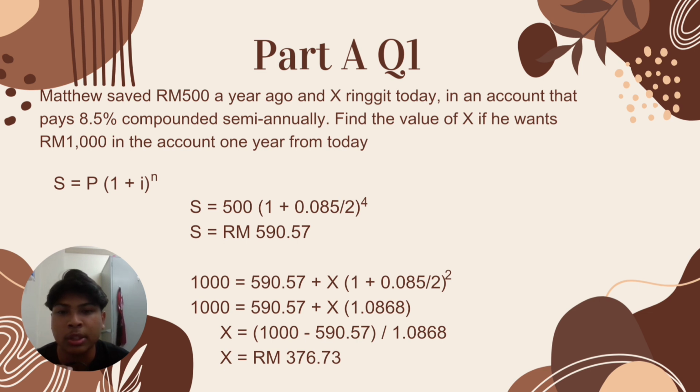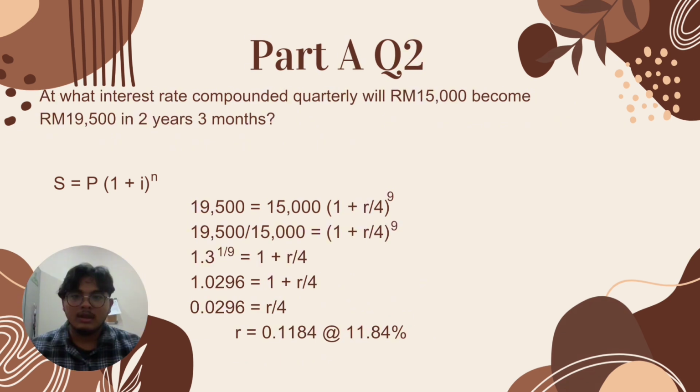For X, we need to add X to 590 ringgit 57 cents and use the same formula. So we get 1000 equals (590.57 plus X) times (1 plus 0.085 over 2) to the power of 2. If we solve this, we get the answer X equals 376.73.